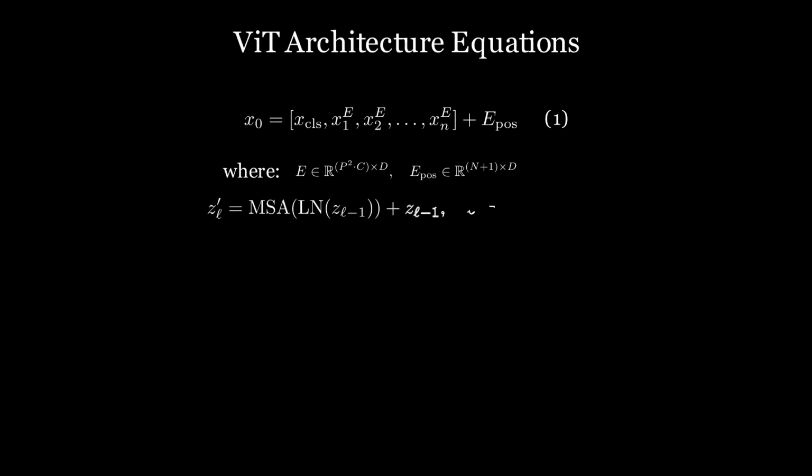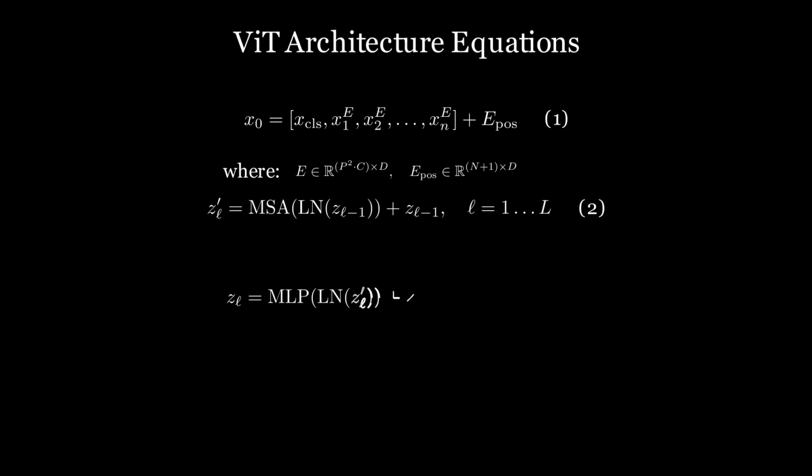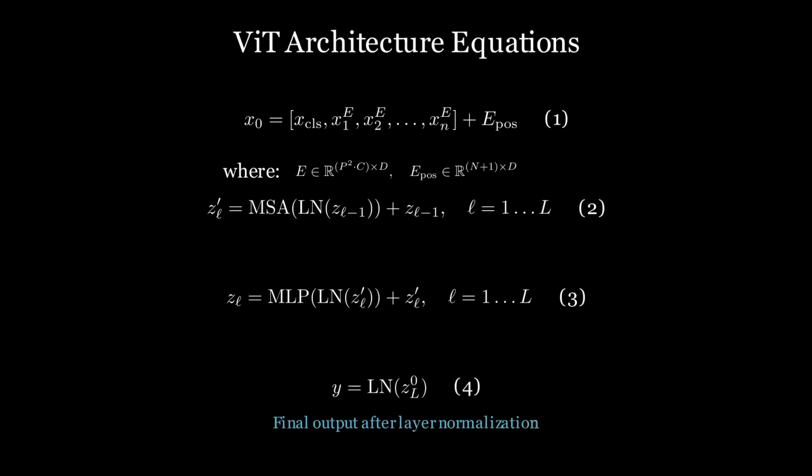Then each transformer layer updates its input by applying layer normalization, multi-head self-attention, and then adding the original input via a residual connection. Then the output from the encoder will go through a multi-layer perceptron, where each layer refines its representation by applying layer normalization, passing it through a multi-layer perceptron, and adding the original input via a residual connection. And then finally, you will get output y by applying layer normalization to the classifier's output. So these four equations make the vision transformer.